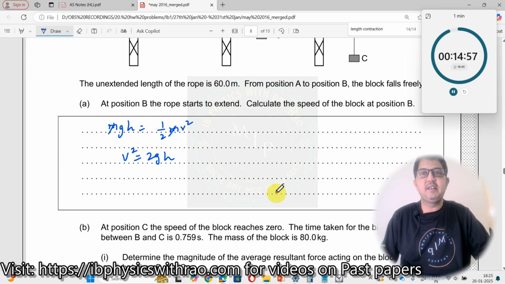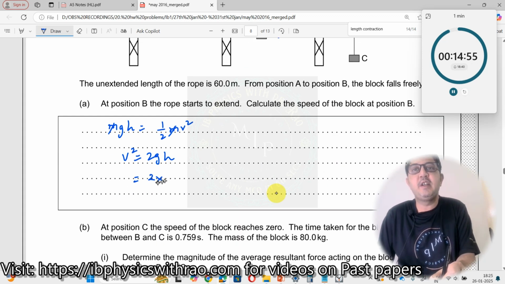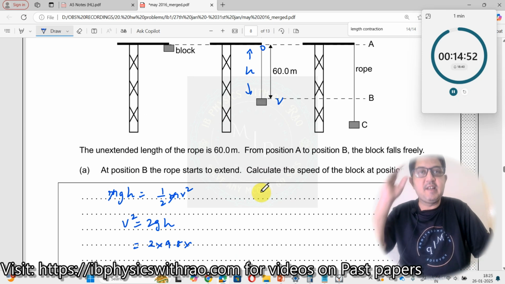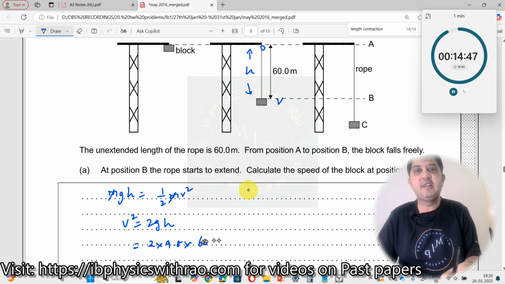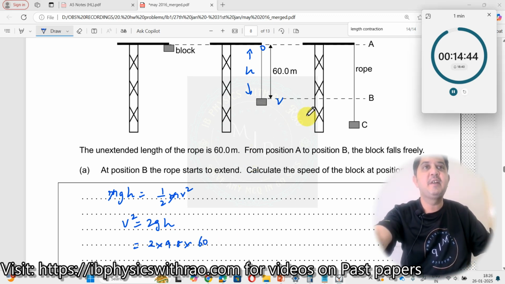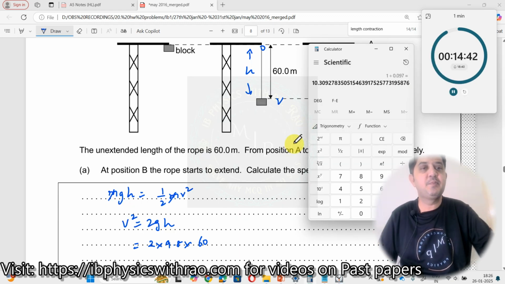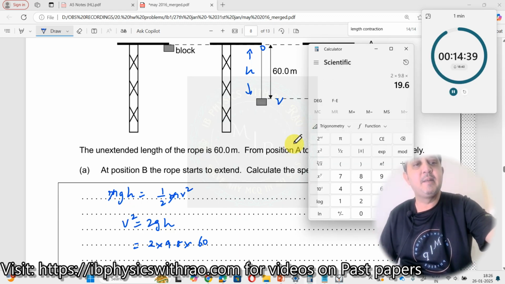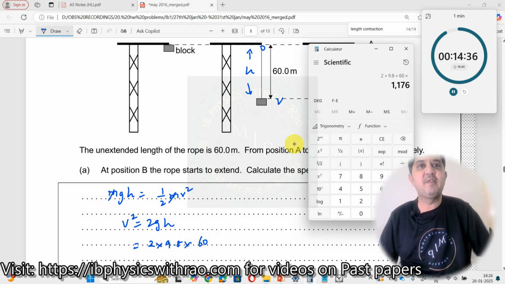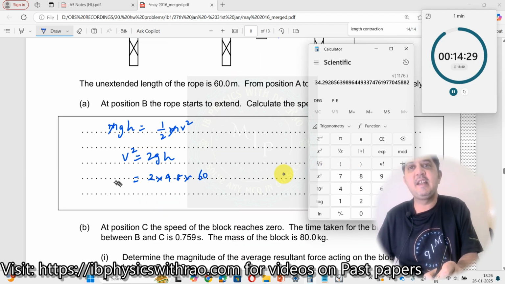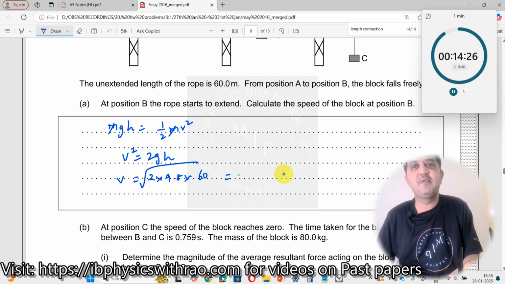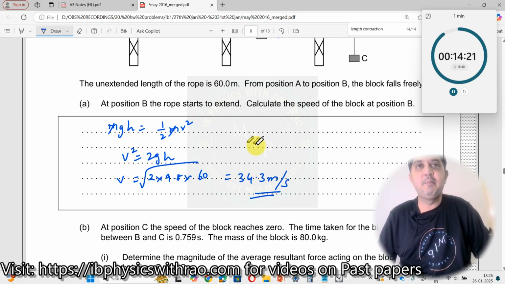And now we'll calculate this. We'll put 2 into 9.8 multiplied by what is the height? Height is going to be 60 meters. So let us use my calculator to find out this value. So this should be 2 into 9.8 multiplied by 60, which will be equal to 1176. And let me take the square root of this. So this gives around 34.3. So you can write v is equal to square root of this, which should be 34.3 meter per second. That was the velocity of the block at point B.